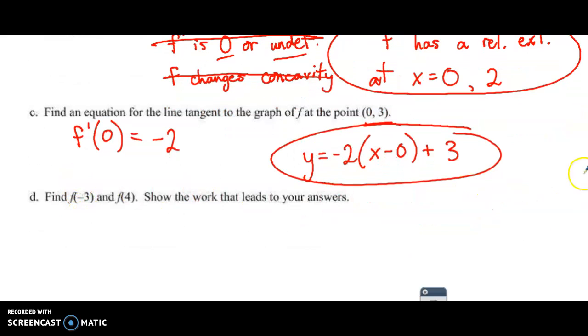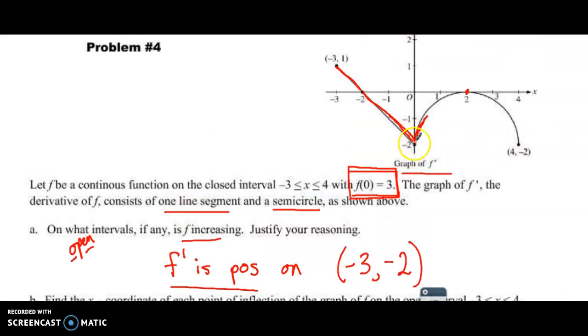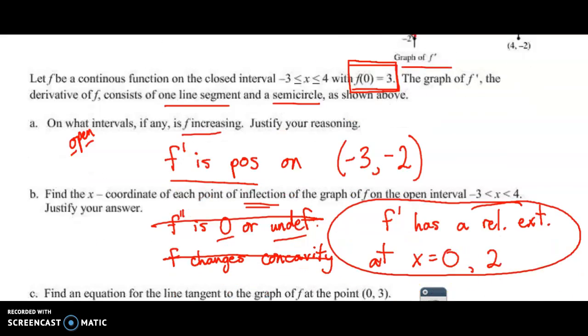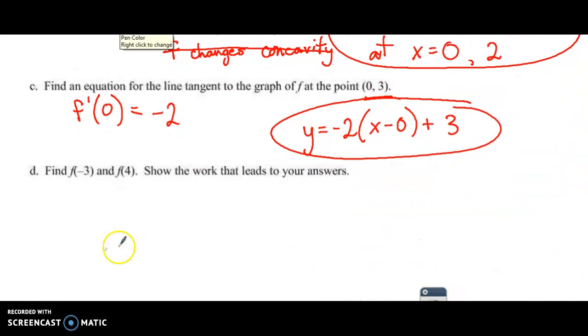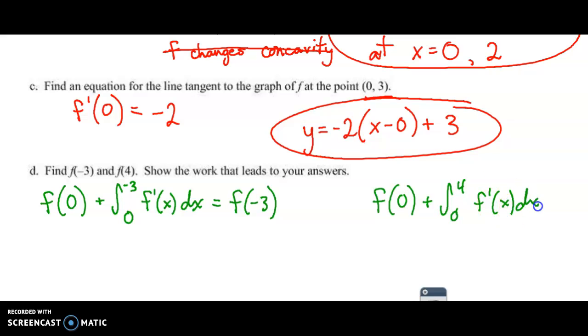And now f of -3 and f of 4. This is going to be interesting, all right? Because here's your initial condition. Now here's kind of an issue, is we're going backwards to figure out f of -3. But that's why I like that formula where I start with what I know. I know f of 0, and then plus the integral from 0 to -3 of f prime of x dx will give me f of -3. And in the same manner, I can do the same thing from f of 0 plus the integral from 0 to 4 of f prime of x dx will give me f of 4.